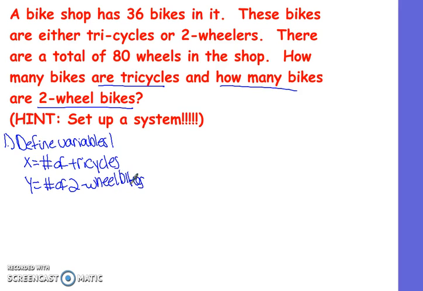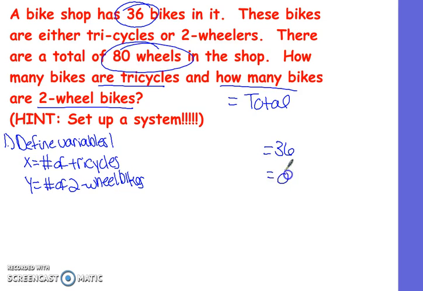For your system, I always want to think, if I have a total, you always want it to equal a total. I see two totals in here. I see 36 total bikes, and I see 80 total wheels. So I have two equations with two totals. This one has to do with the bikes, and this one has to do with the wheels. So let's think about it. If X is the number of tricycles and Y is the number of two-wheelers, I could say that the number of tricycles plus the number of two-wheelers equals 36.